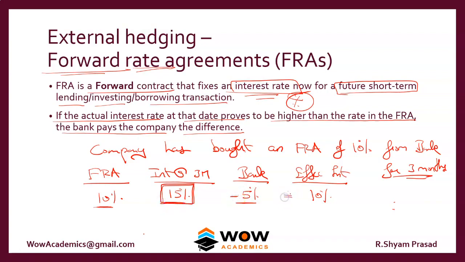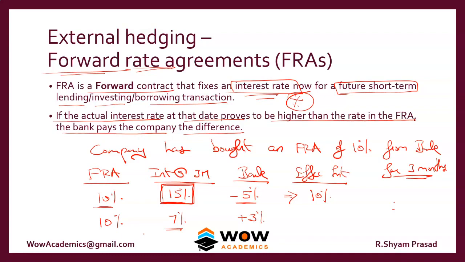So the effective interest rate is only 10%. We'll also look at the other case. For example, in another contract, the company has entered into a 10% FRA, it has bought, but the actual interest at the 3 month time is only 7%. Okay, so they have made a bet that the interest rate will go up, but it has actually gone down. So what happens here is they have made a loss, and that loss is a profit for the bank.